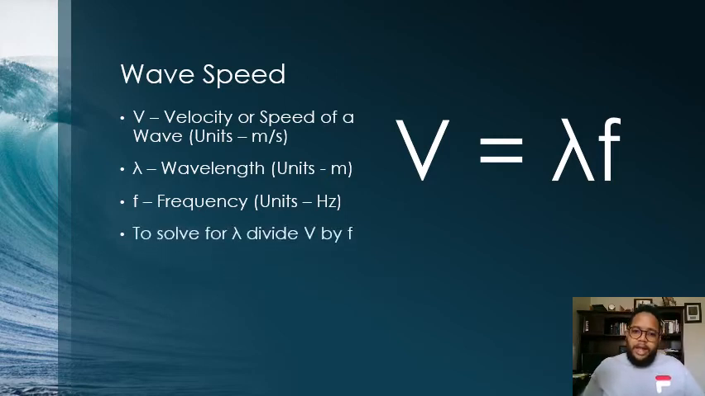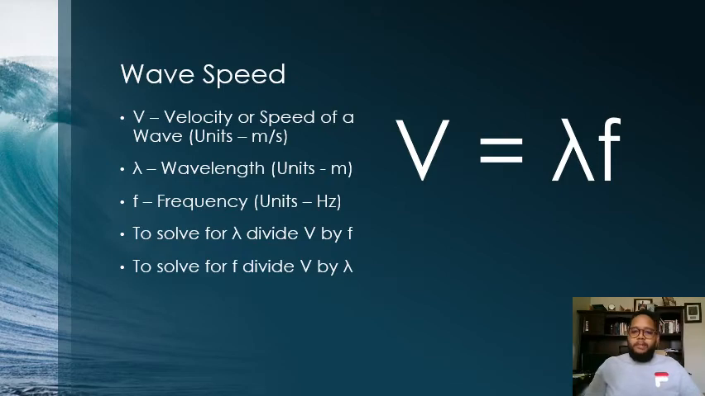So to solve for lambda, you just need to divide both sides by f, which will give you v over f. And to solve for f, you're going to divide both sides by lambda, which will give you v over lambda.